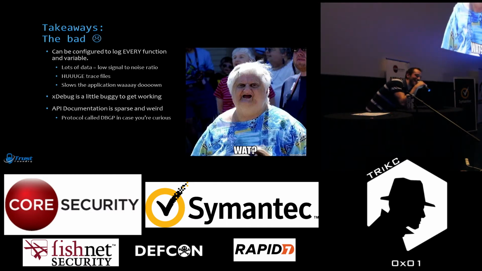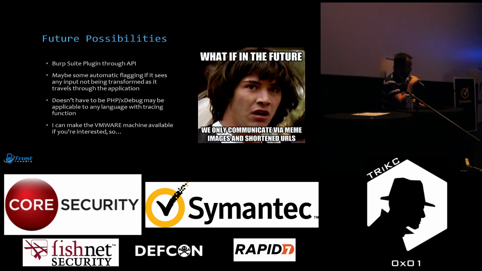Boom! So what are the bad takeaways? Because it can be configured to log every function and variable, it has lots of data, so the signal to noise ratio is really low. This made for huge trace files. I logged into the VM one time and it was a gigabyte of trace files, and that's just text. A gigabyte of text. And it slows the application way down. It took me about 15 minutes just to do those 3 little functions. And Xdebug kind of sucks and is buggy. The documentation for the API is sparse and weird.